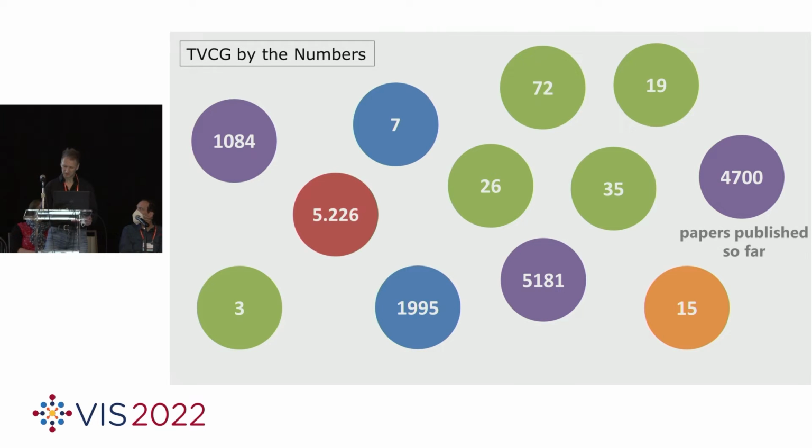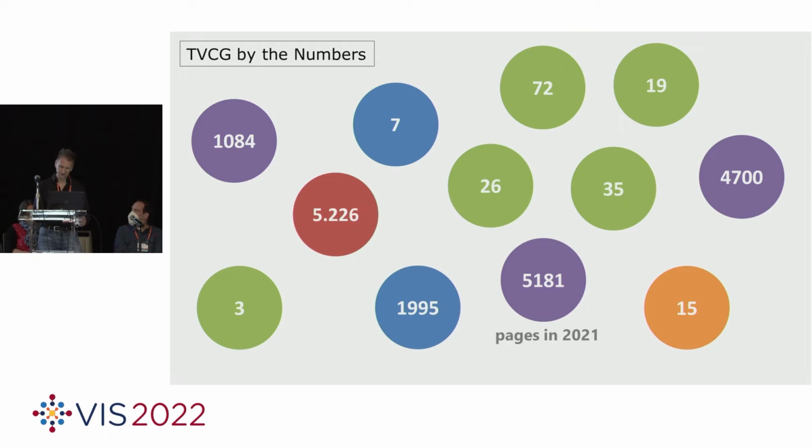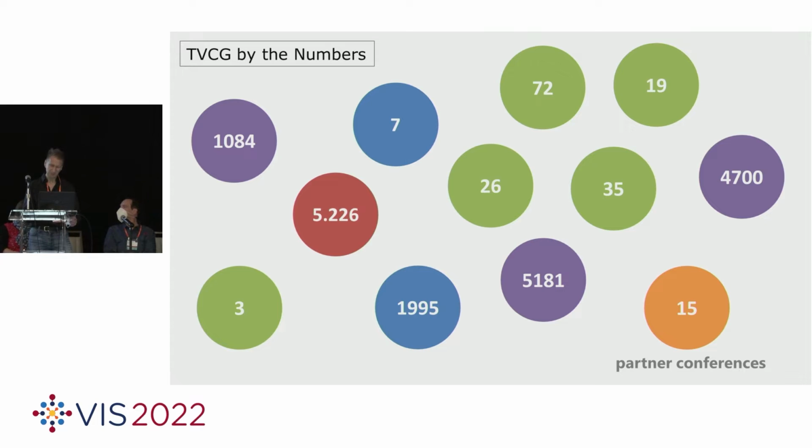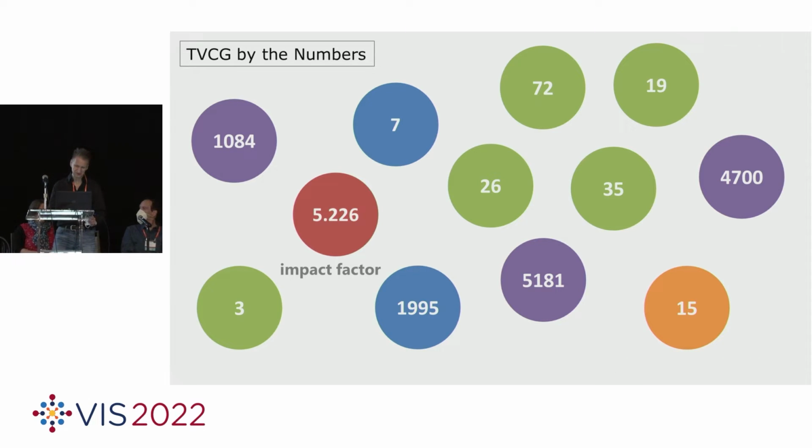We have 4,700 papers published so far. I don't think this includes the special issues. In 2021, we had over 1,000 papers submitted, and they all have to be reviewed, so it's a big workload. In 21, we had roughly 5,200 pages. We're going to get more in the future. We have 15 partner conferences, so there are lots of conferences where TVCG papers can be presented, and where we invite best papers. Among these is Visualization. The impact factor is now 5.226, and it's growing.